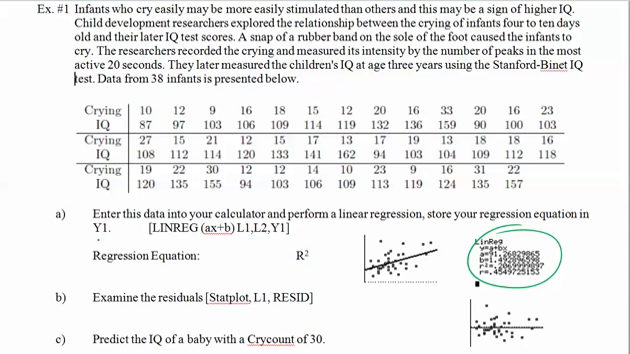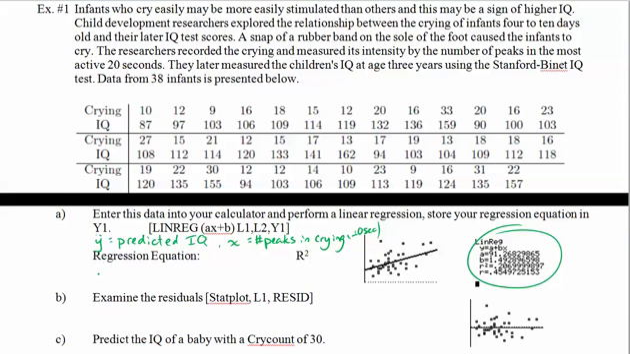As you should with all work that you do, any variables you have, you should be defining them. So y hat is the predicted IQ, and x is the number of peaks in crying. And that, of course, was for 20-second time periods.